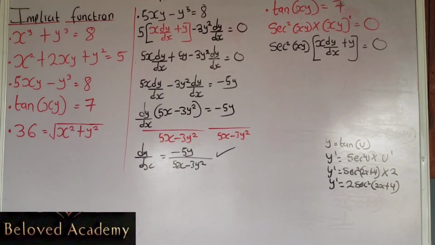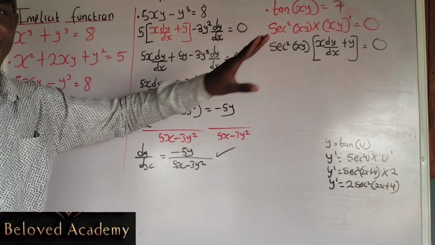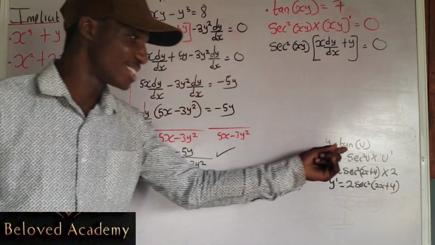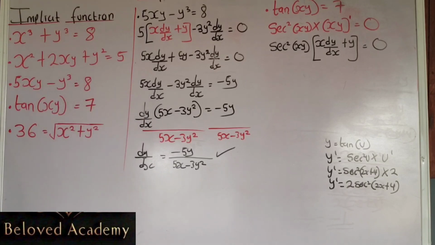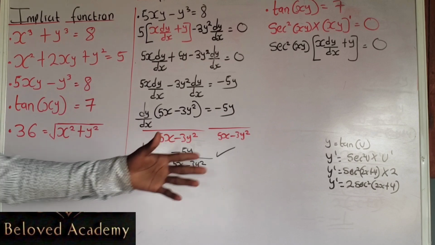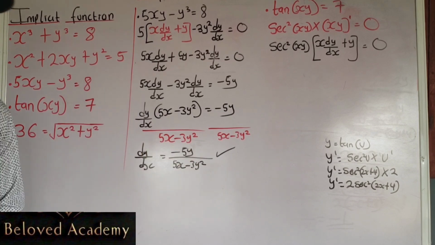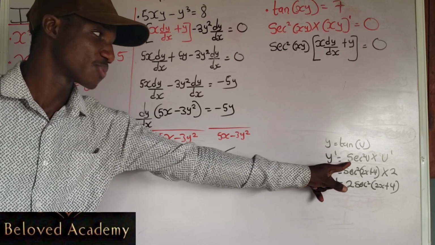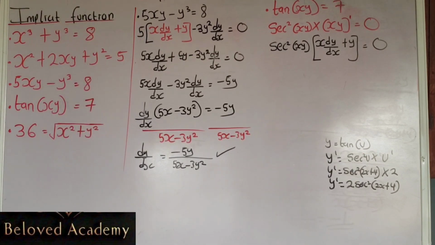Do you understand what I did here? You see what I did? I just followed the same step. U is the function inside the bracket, and if you are differentiating a function using chain rule, if you have a function like y equals tan u, you can easily take that derivative with this formula: sec square u multiplied by u derivative, where u is the function inside the bracket. Okay, so let us proceed.